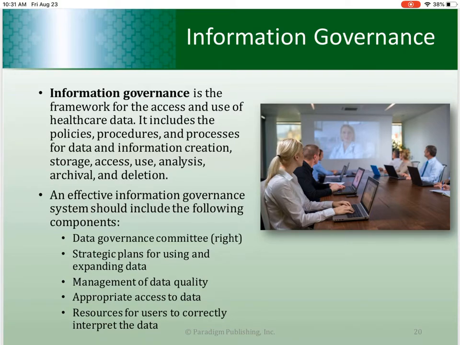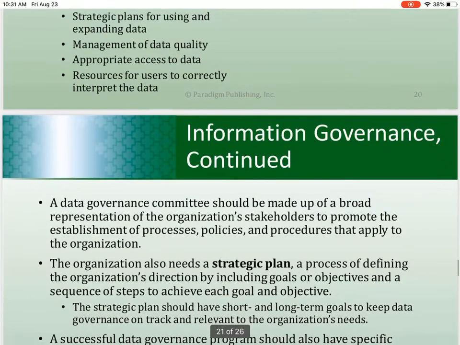Information governance is a relatively new concept in healthcare. It took the implementation of EHR systems for many healthcare executives to recognize the vast amount of data and information available to their organizations and the need for governance of this data and information. So, an effective information governance system should include the following components: a data governance committee, strategic plans for using and expanding data, management of quality data, appropriate access to data, and resources for users to correctly interpret the data. So let's talk about each one of these.